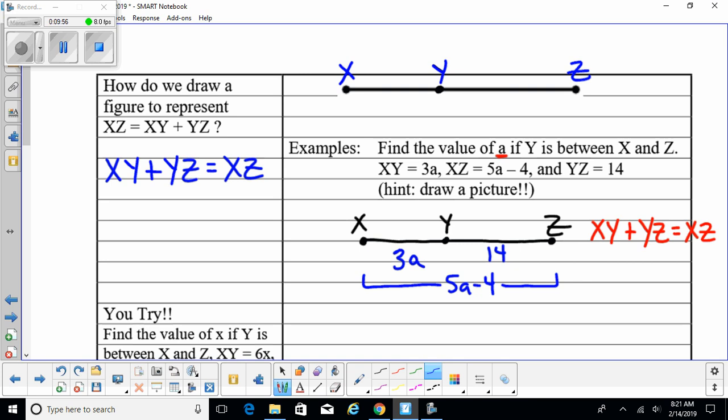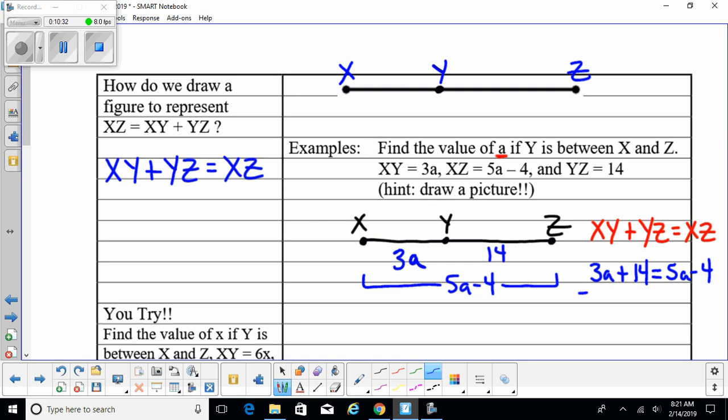And now I'm going to substitute, and trust me, we can't just do some subtraction here because we've got some variables in different places. XY is 3a, YZ is 14, and that is equal to the whole thing, which is 5a minus 4. We've got ourselves an algebraic equation. We're looking to solve for a. We're not necessarily looking for the actual piece, meaning the distance from X to Y, although once we can get what a is, we could substitute it in to determine what it's worth.